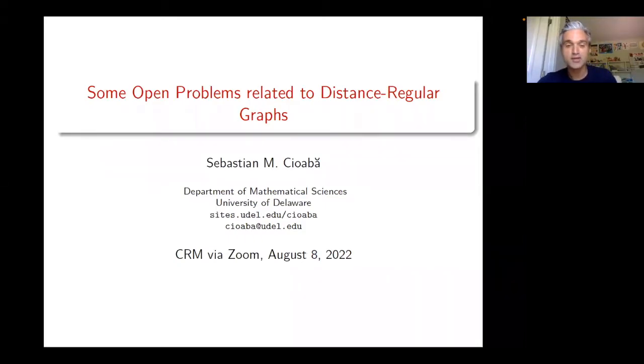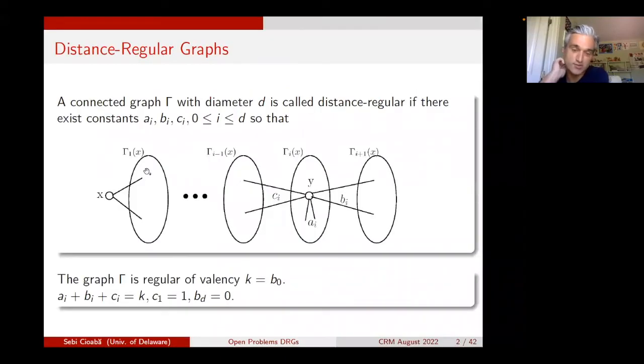for Monday afternoon. Okay, so I will talk about distance regular graphs, and probably by this time everybody has seen these pictures and this diagram of the distance partition from a vertex x. You have vertices at distance 1, you put them in gamma 1 of x. At distance i, you put them in gamma i of x. And we call a graph a distance regular graph if you have these constants a_i, b_i, c_i for i between 0 and the diameter of the graph, such that for any vertices x and y at distance i, the number of neighbors of y which are closer to x is c_i, and the ones that are further away from x is b_i. And one can show that the graph is regular of valency b_0, which we denote by k, and therefore there is also an a_i, which is the number of neighbors of y inside gamma i of x.